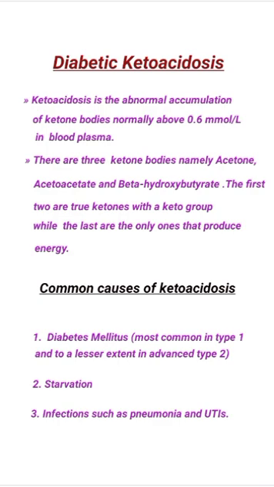Since we now know the definition of ketoacidosis, we need to understand its causes. The most common cause of ketoacidosis is diabetes mellitus, which means type 1 and type 2 diabetes mellitus. What else can cause ketoacidosis? Starvation. If a person is starving, this person can have ketoacidosis. Infections such as pneumonia and UTIs can also cause ketoacidosis.